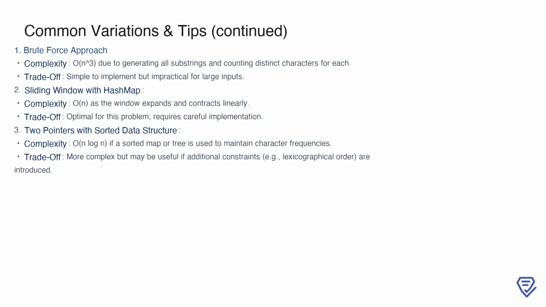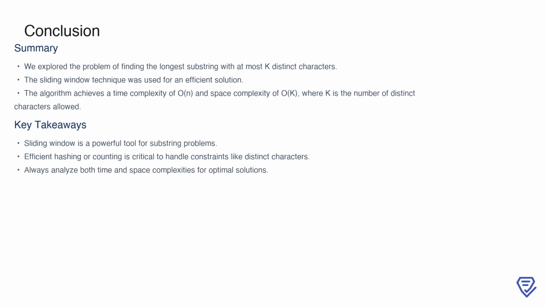Choosing the right approach depends on the specific problem requirements and constraints, but for this problem, the sliding window method remains the most practical and efficient solution. Great job! Today, we mastered an efficient sliding window technique to solve the problem of finding the longest substring with at most k distinct characters. Remember, this approach is versatile and can be adapted to many similar problems.